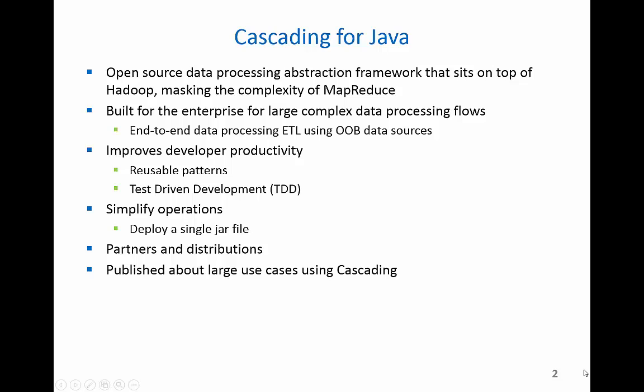Cascading for Java is an open source data processing abstraction framework that sits on top of Hadoop, masking the complexity of MapReduce. It's built for the enterprise to work on large, complex data processing flows. It's geared to improve developer productivity by making use of reusable patterns and simplifies operations by producing one single deployable jar file. Various partners and distributions such as SpringSource, Amazon AWS, Hortonworks, Microsoft Azure, and companies such as Twitter, Etsy, Airbnb, and Williams-Sonoma have published large use cases using Cascading.